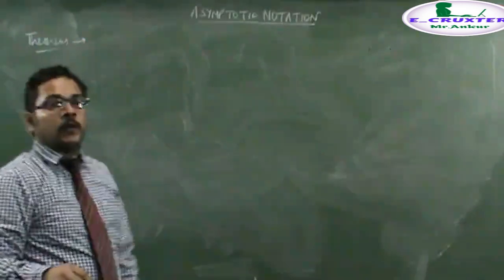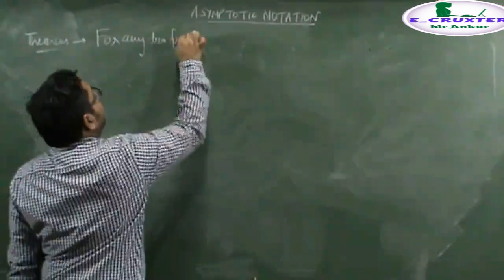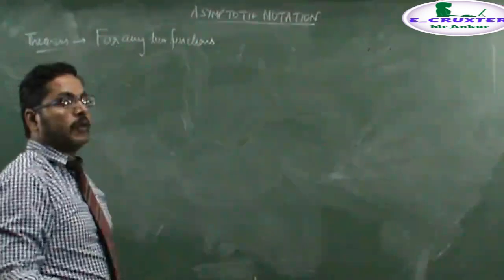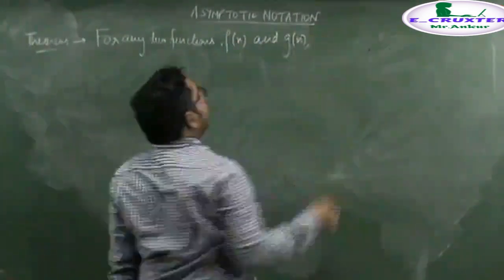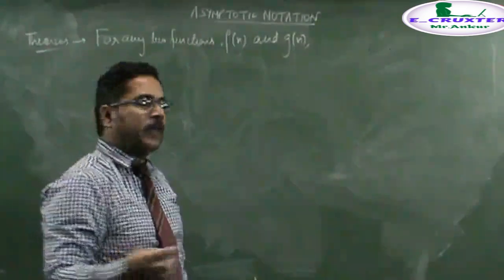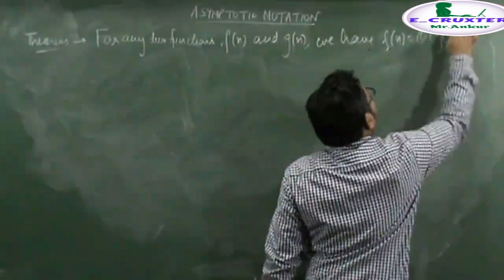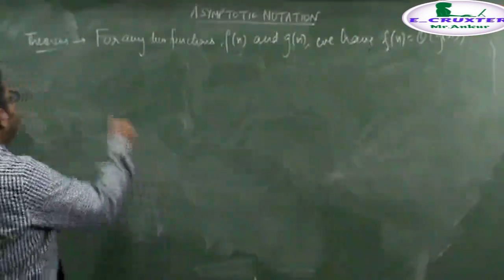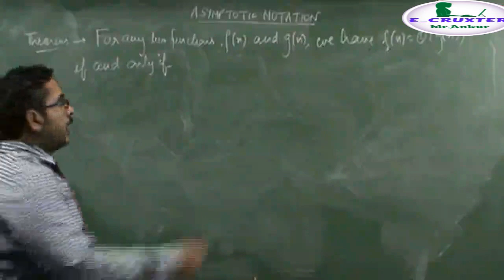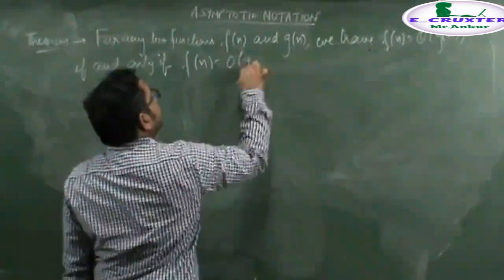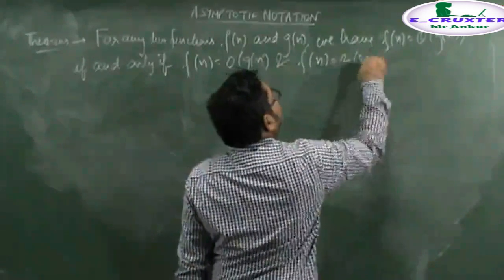The theorem is like that. For any two functions, let's say these functions are f(n) and g(n), we have f(n) is equal to theta of g(n) if and only if f(n) is equal to big O of g(n) and also f(n) is equal to omega of g(n).